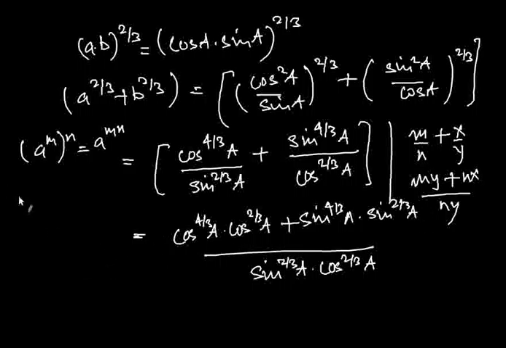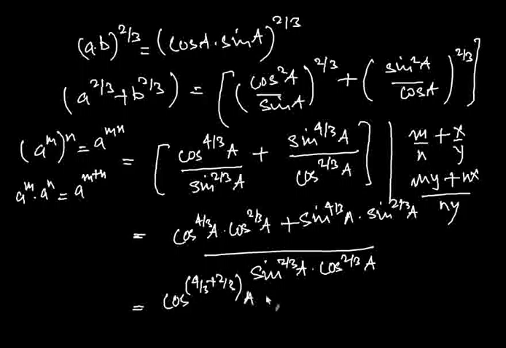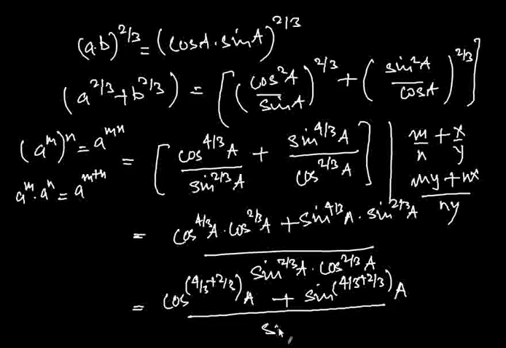Now we also know that a to the power m times a to the power n is equal to a to the power m plus n, right? So we got two cos terms over here, and they're raised to the power 4 by 3 and 2 by 3 respectively. So this comes down to cos to the power 4 by 3 plus 2 by 3 a plus sine raised to the power 4 by 3 plus 2 by 3 a divided by sine a into cos a raised to the power 2 by 3, right?